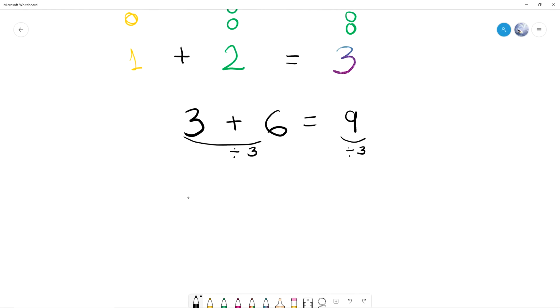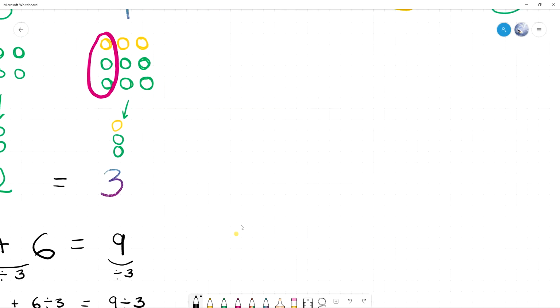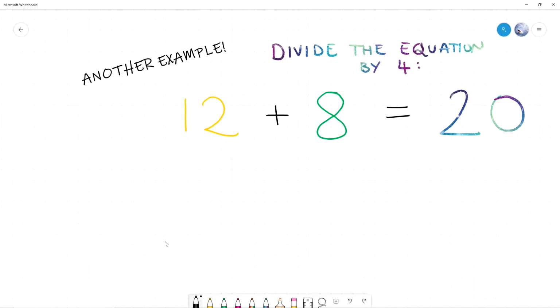It happens that then I get this term, 3 divided by 3, plus 6 divided by 3 equals 9 divided by 3. How much is 3 divided by 3? 3 divided by 3 is 1. 1 plus 6 divided by 3? 2. And 9 divided by 3? 3. And that is another true equation. 1 plus 2 equals 3. Perfect. Okay, let's try something a little bit more complicated.